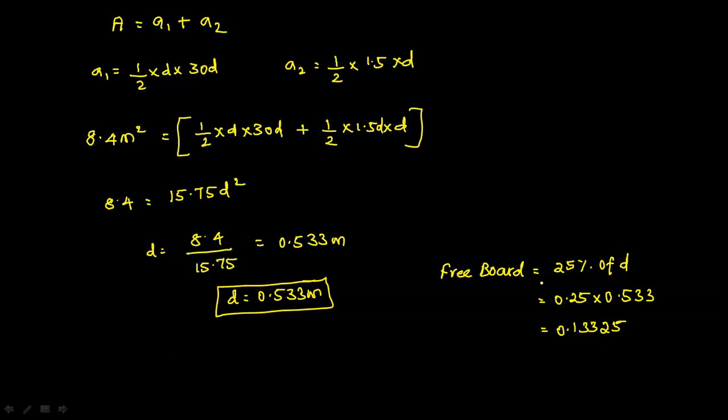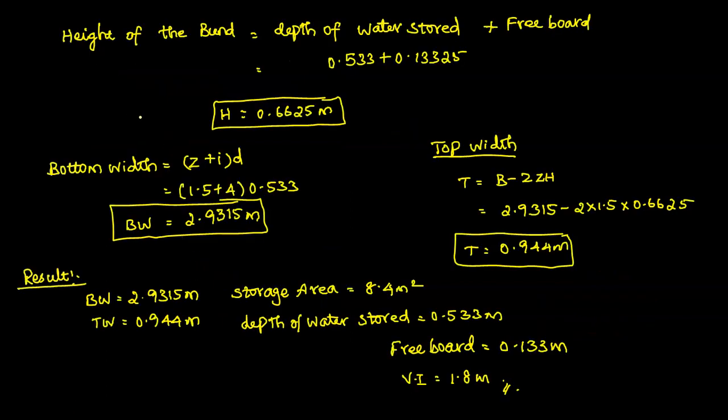Freeboard is nothing but 25% of the D value, the depth of water stored. So when you put down this, you get the freeboard value of 0.13325. And to find the height of the bund, the formula is depth of the water stored plus freeboard. So height of the bund is equal to 0.6625 meter. When you find the height of the bund, you can easily find the bottom width and top width using this formula. So take down and write the result: bottom width, top width, storage area, depth of water stored, freeboard and vertical interval. What are the things you find out? You have to write the answer. This is a 10-mark question.